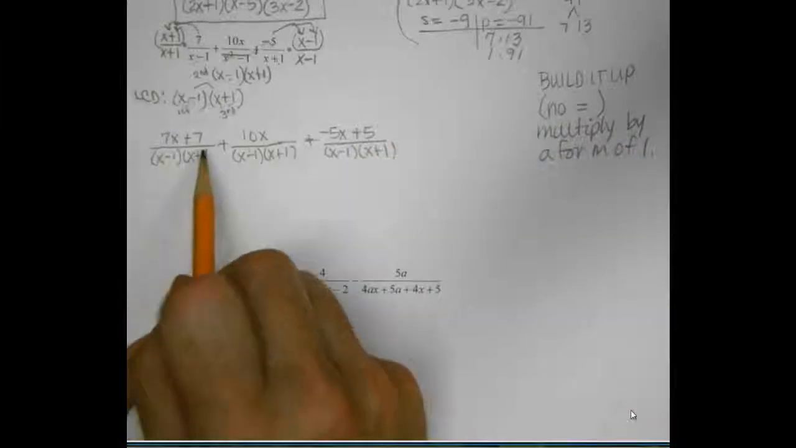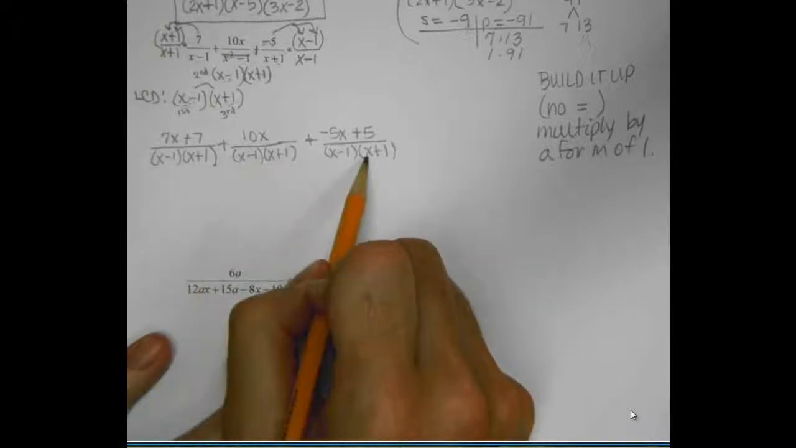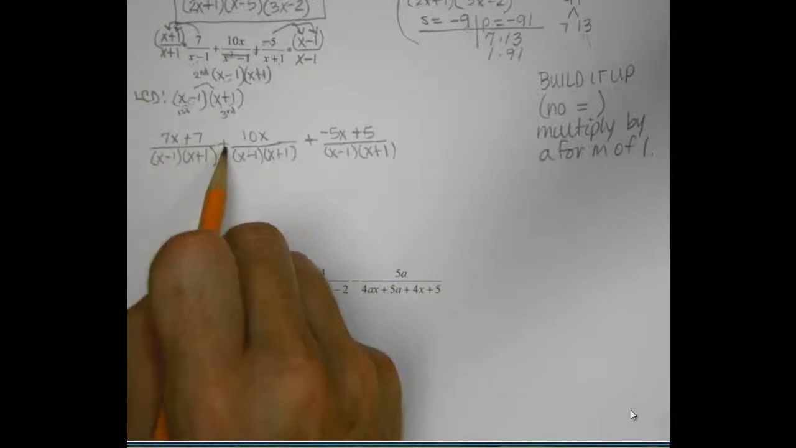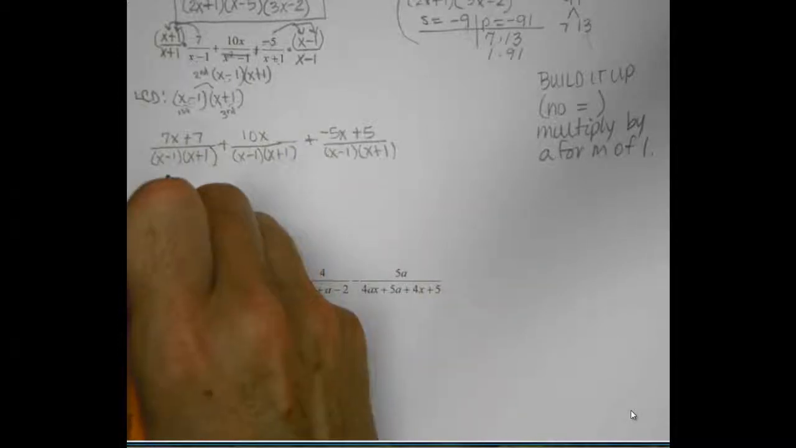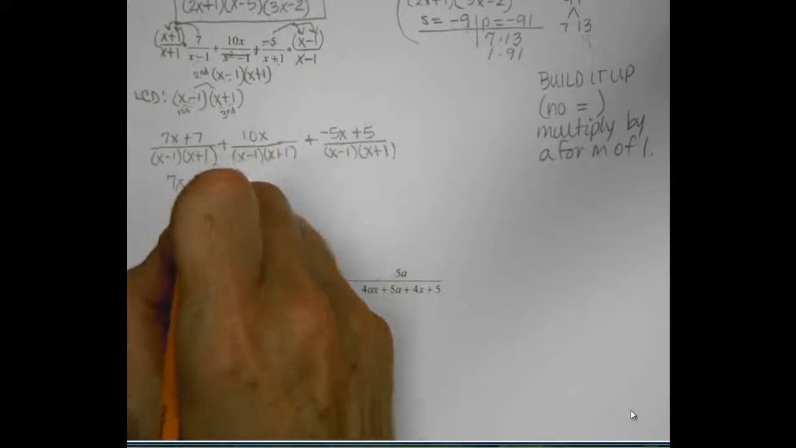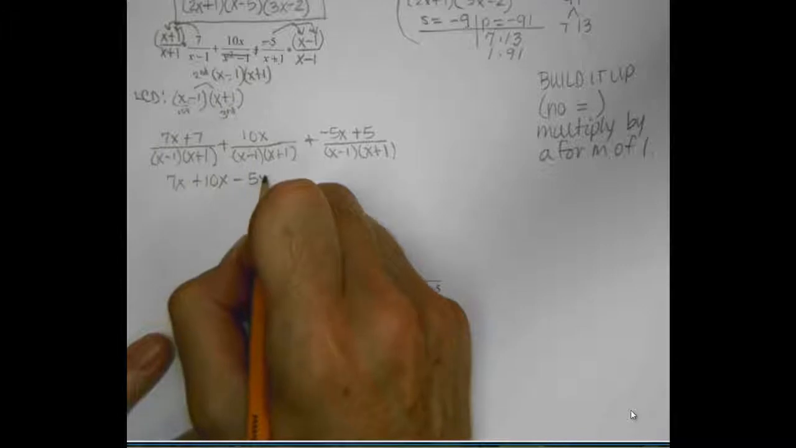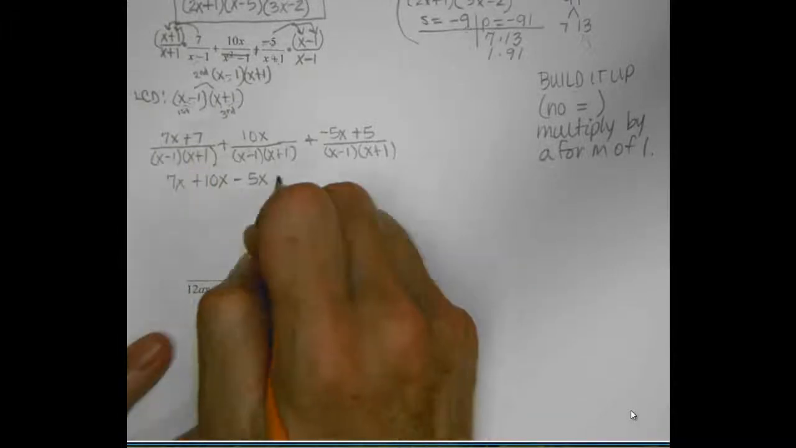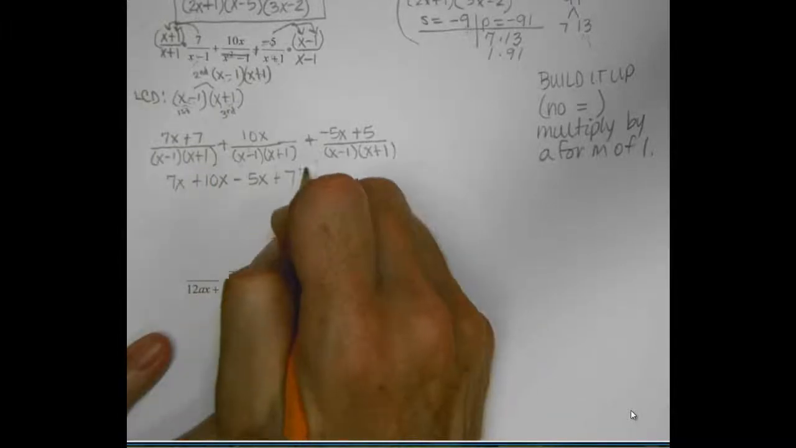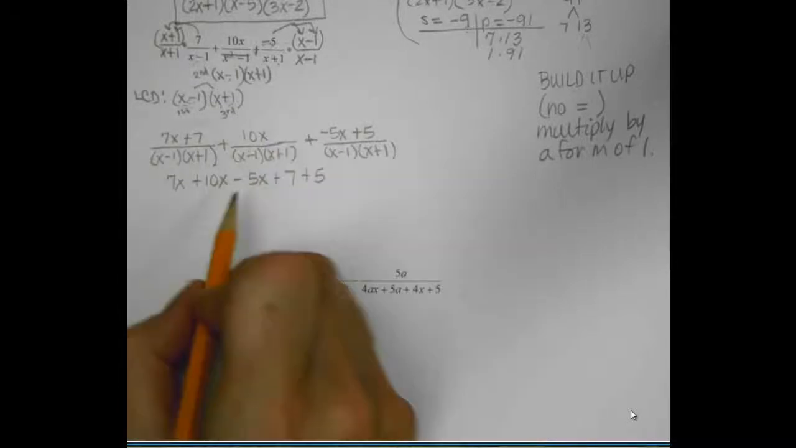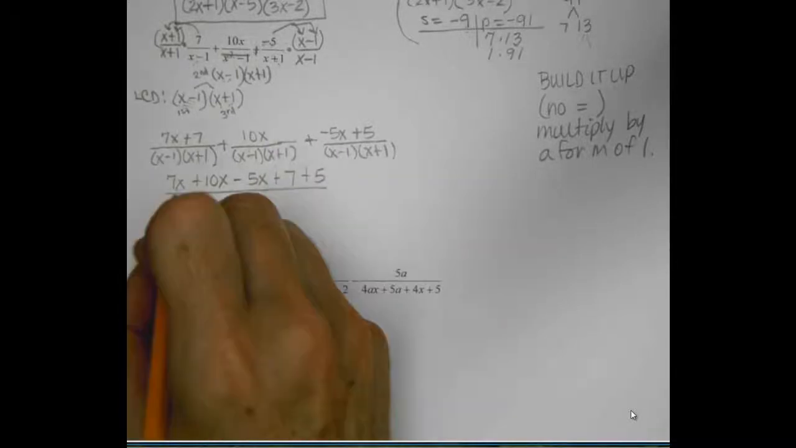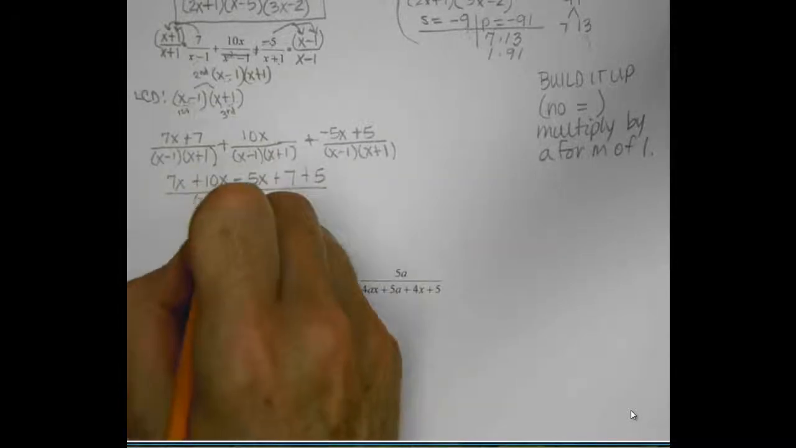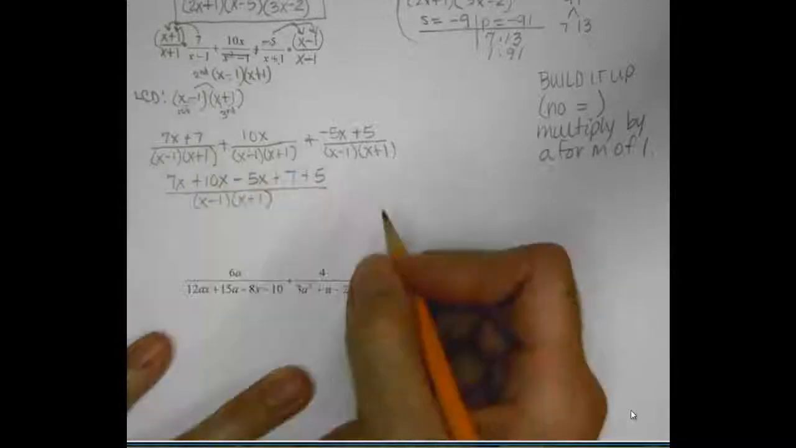Now, since I have the same denominator on all three, I can go ahead and add my numerators. So I have 7x, and I'll have plus 10x, and I'll have minus 5x, and then the constants. I have a positive 7 and a positive 5, and this one didn't have a constant. All of that over x minus 1, x plus 1.